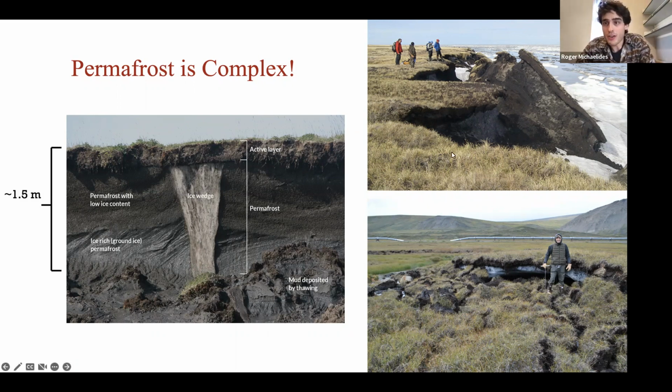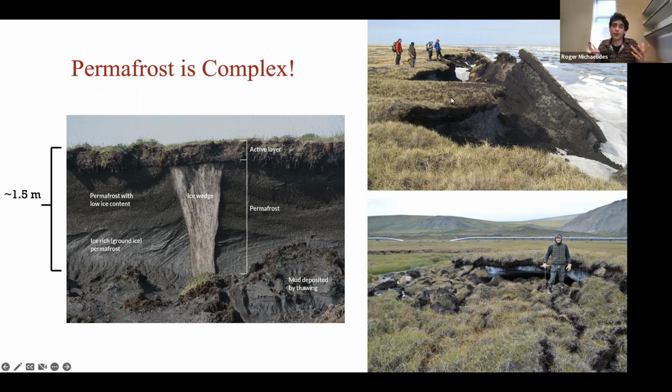And then at the top right here is one of the most dramatic examples of what happens during permafrost thaw. This is an example of catastrophic coastal erosion and retreat, where you have massive blocks of frozen ground that slough off as the permafrost thaws. And we'll come back and look at some examples of this later on in my talk.